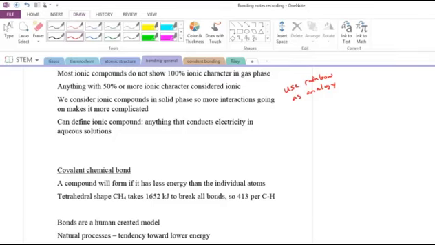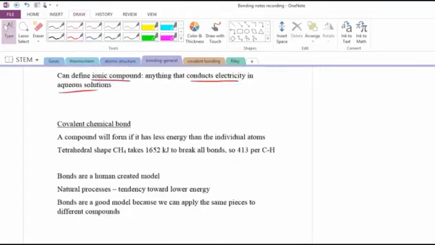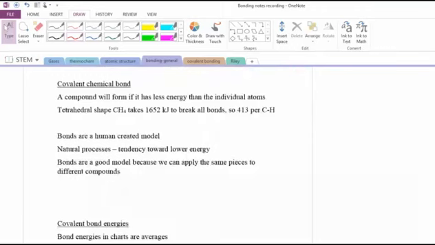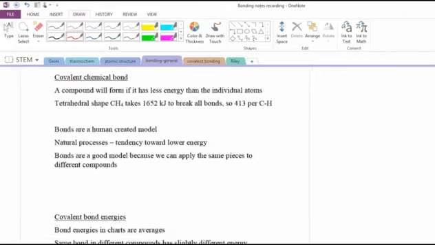So if it conducts electricity in an aqueous solution, it's considered ionic. So a covalent chemical bond compound forms if it releases energy to be formed, if the compound has less energy than the individual atoms. So carbon tetra, well, methane, carbon tetrahydride, I suppose we could have called it that.